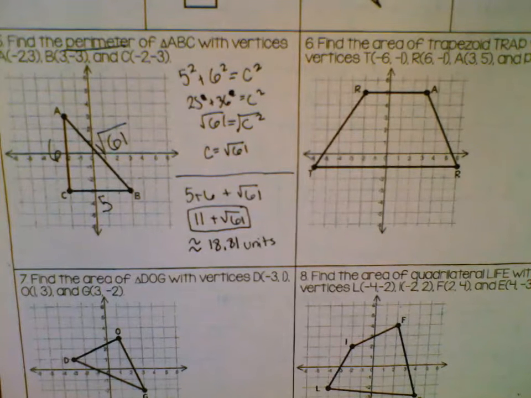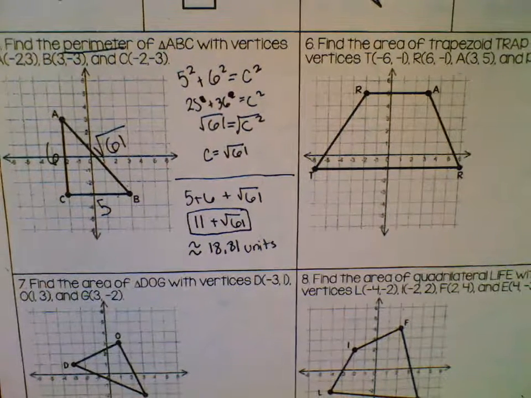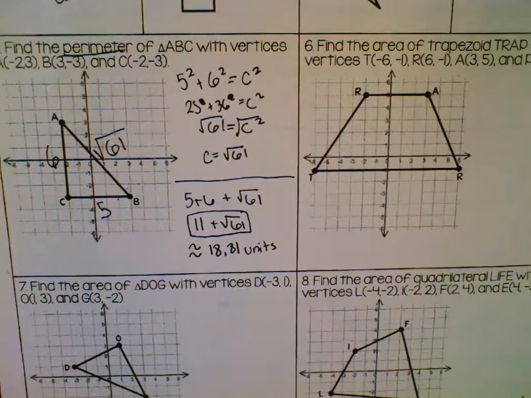Okay, so a lot of times when you're doing perimeter, you're going to end up with some slanted sides. So you're going to have to use Pythagorean theorem or the distance formula to find that side. Okay? And then you just add up all the sides, and that's your perimeter.